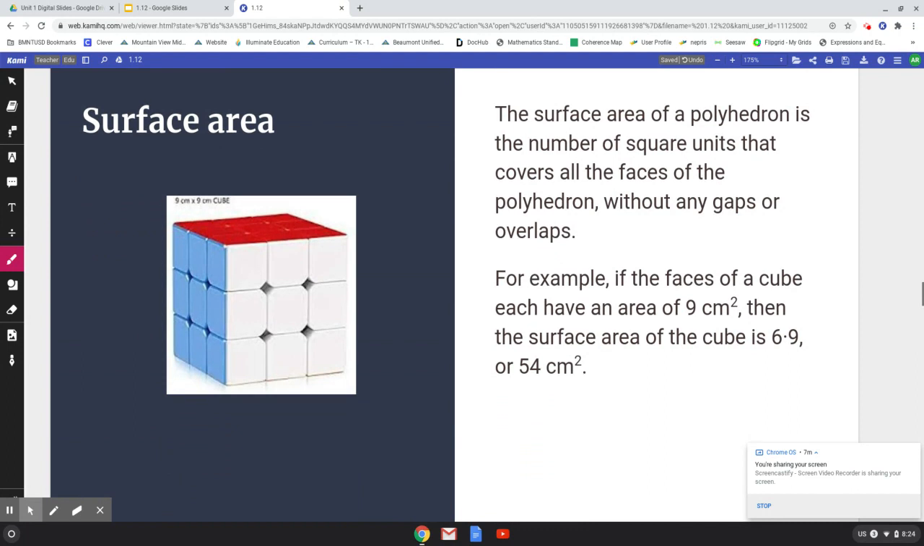Okay, so now we deal with this concept of surface area. The surface area of a polyhedron is the number of square units that covers all the faces of the polyhedron without any gaps or overlaps. So for example, if the faces of a cube each have an area of 9, then the surface area of the cube is 6 times 9, which is 54. So this is 1, 2, 3, 4, 5, 6, 7, 8, 9, and there are 6 faces. So we just do 9 times 6.